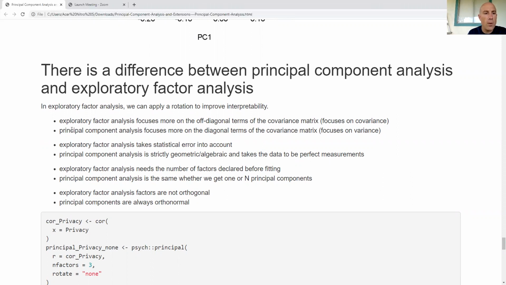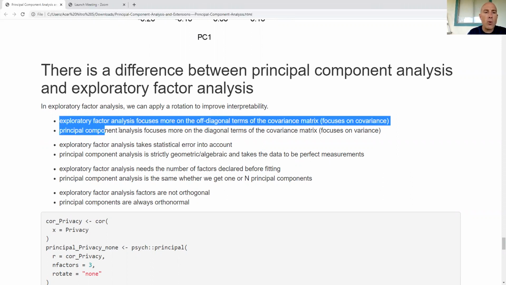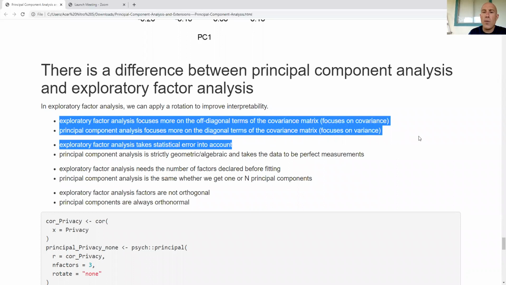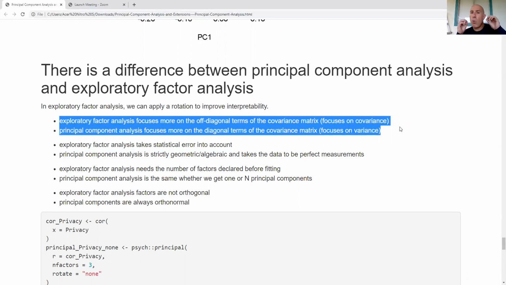Well, first and foremost, when I'm doing the fitting, exploratory factor analysis is more concerned with the covariance terms than the variance. Principal component analysis puts more of an emphasis on the variance. Now, they don't ignore the other; it's just where they put more emphasis. Exploratory factor analysis puts more emphasis on the covariance in the covariance matrix, while principal component analysis puts more emphasis on the variance in the covariance matrix.